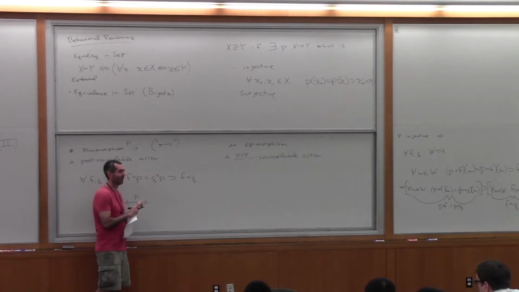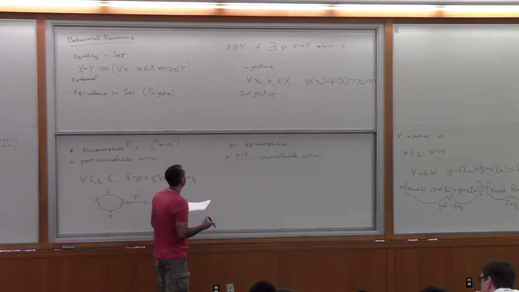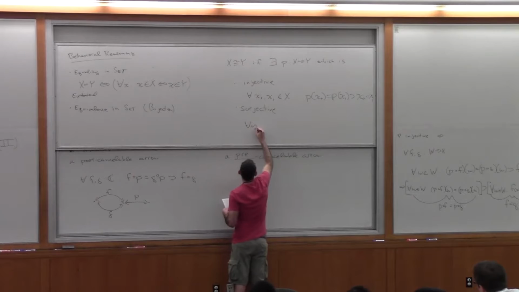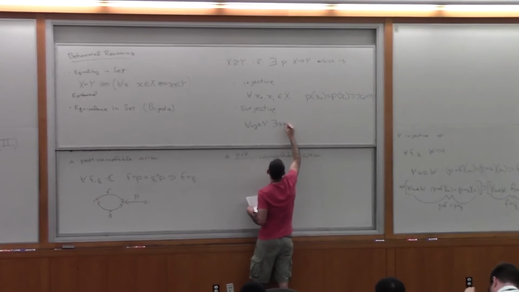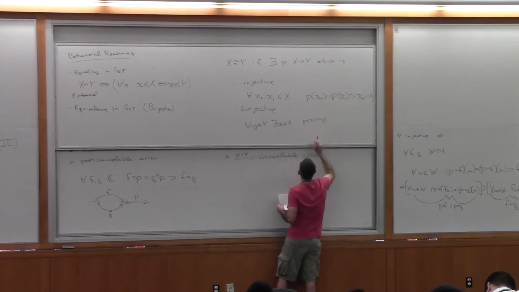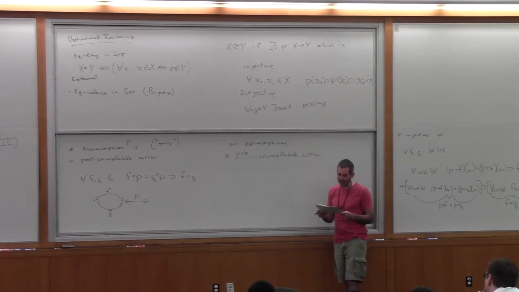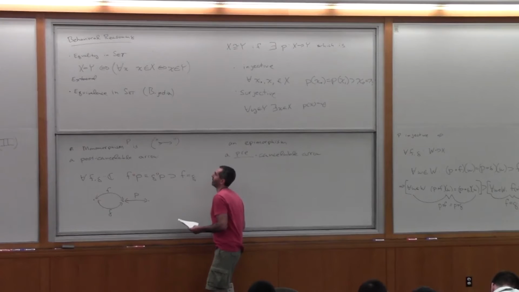Okay, so a surjective function is a function that doesn't miss any points of its codomain, right? So it says that for all y in Y, there exists some x in X such that p of x equals y. And it turns out that in the category of sets, the injective functions are exactly the monomorphisms, and the surjective functions are exactly the epimorphisms. But that's not true in all categories. I'm going to come back to that point in a moment.